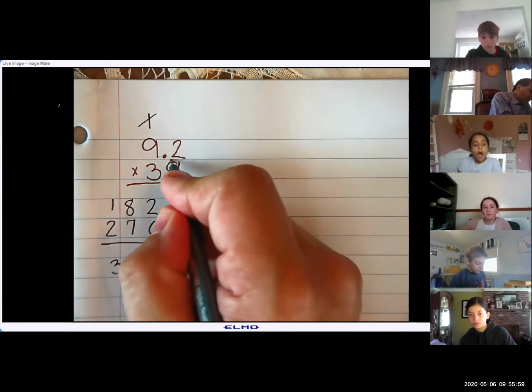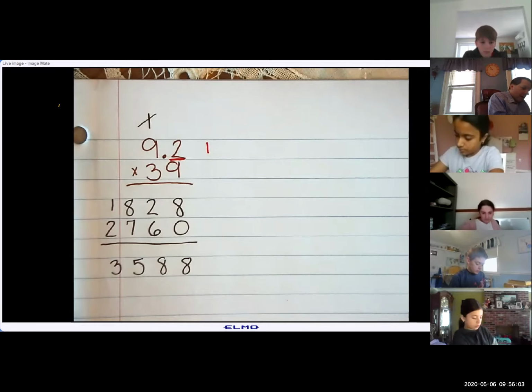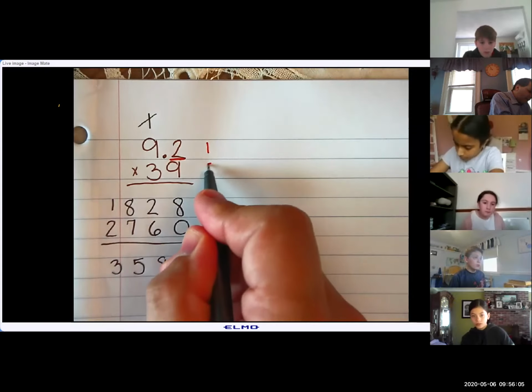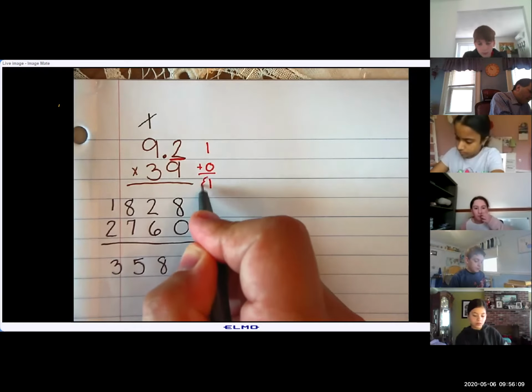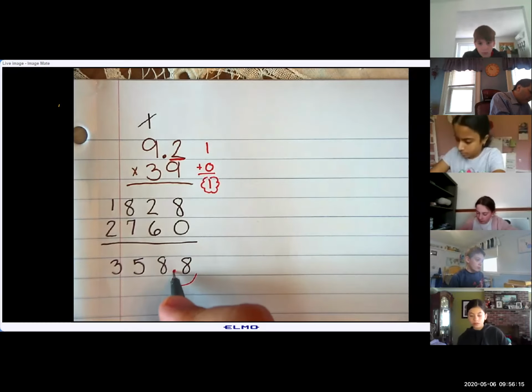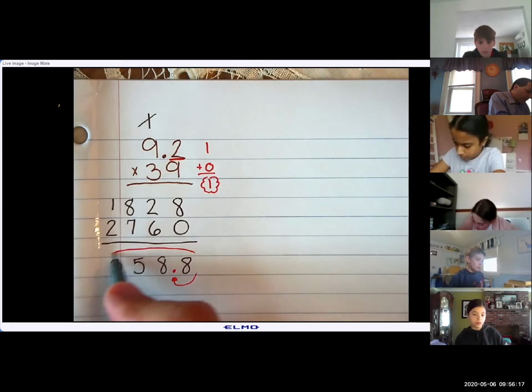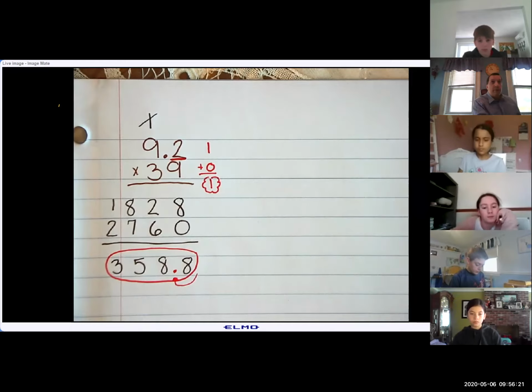How many place values in this number? How many place values in this number? 1 plus 0 is 1. So I move my decimal point 1 spot over. That's what I get as my exact answer.